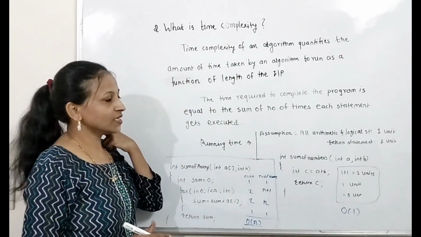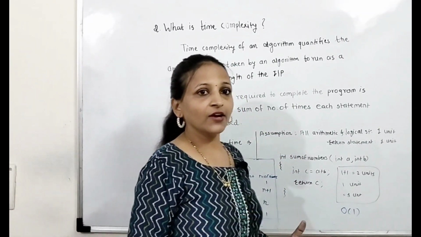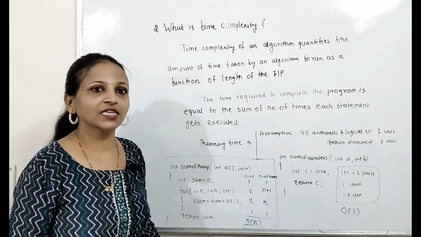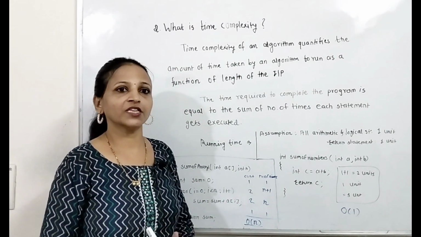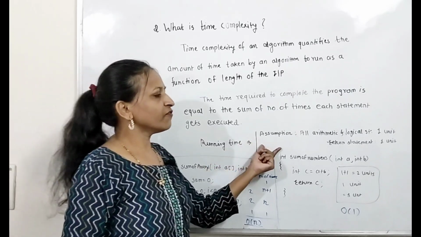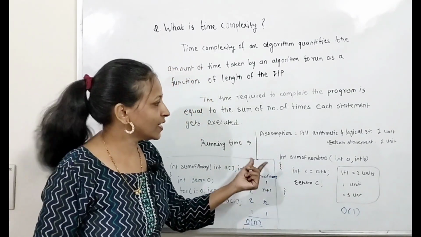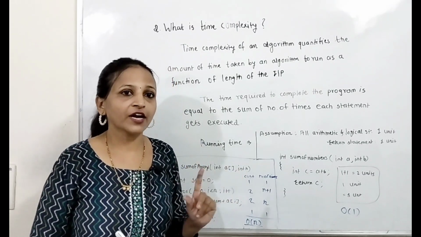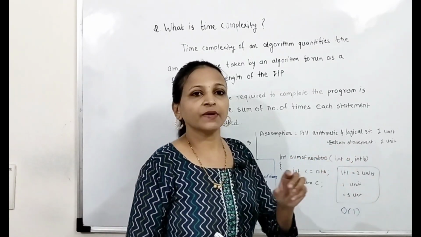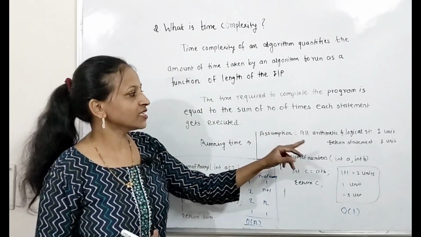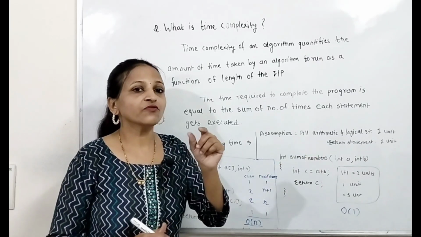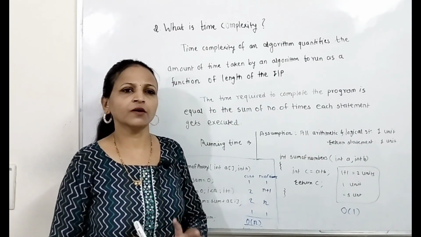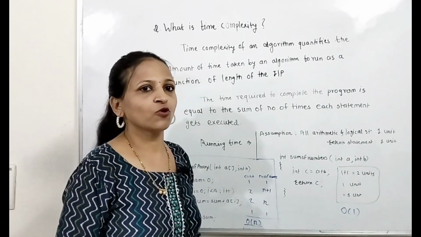Now here see, while calculating time complexity, we have to compute the running time of an algorithm, that is nothing but the time taken by that algorithm for its execution. Here we have to consider some assumptions, like all the arithmetic and logical statements will take 1 unit, and the return statement will take 1 unit. Considering these two assumptions, we have to find out the running time of that algorithm, and then we have to find out the time complexity.